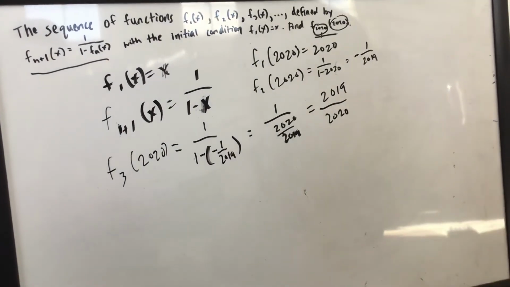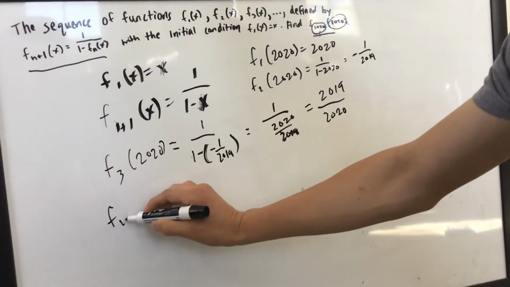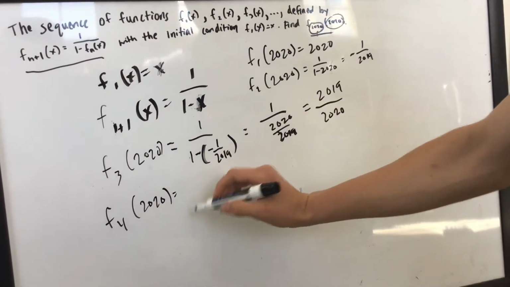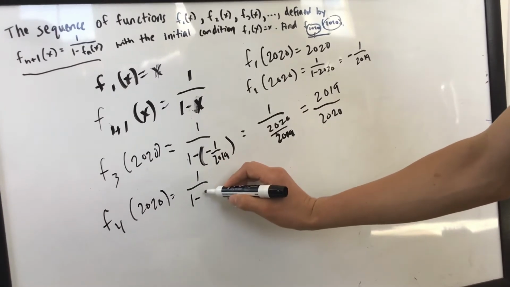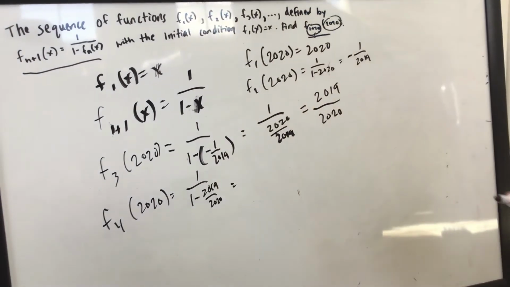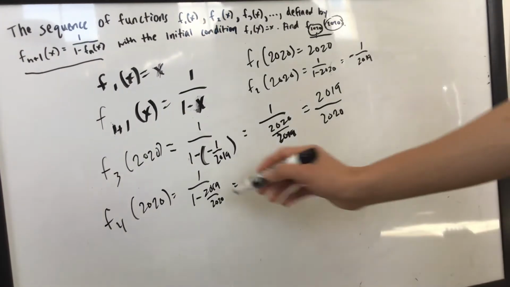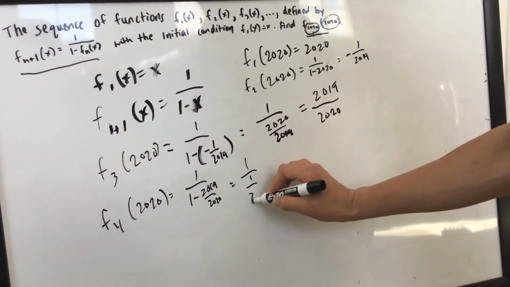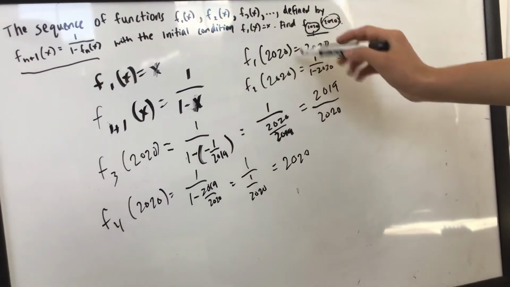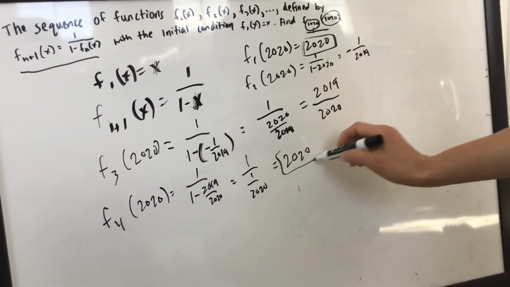So let's just keep going with this pattern, see where it takes us, because we're eventually going to find this 2020 value. So we get f4 of 2020. We're plugging this value back into whatever this x is right here. So we're going to get 1 minus 2019 over 2020. But now you notice something interesting. 1 minus 2019 over 2020 is 1 over 2020, and 1 over 1 over 2020 is the same thing as 2020. So somehow, through some form of using this equation, we're looping back to 2020, right?